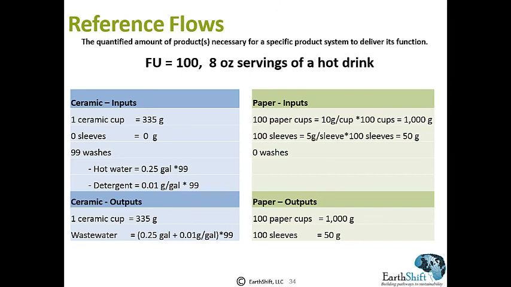For the outputs, which can also be thought of as what you're disposing of, we have 1,000 grams of paper cups versus 335 grams of our ceramic cup. We have 100 5-gram paper sleeves or 500 grams of paper sleeves. We have 0 wastewater for the paper cup scenario, where we have 0.25 gallons plus 0.01 grams per gallon of detergent for 99 washes. As you can see, the functional unit defines the reference flows. If our functional unit was 1,000 8-ounce servings of a hot drink, our reference flows would increase accordingly.